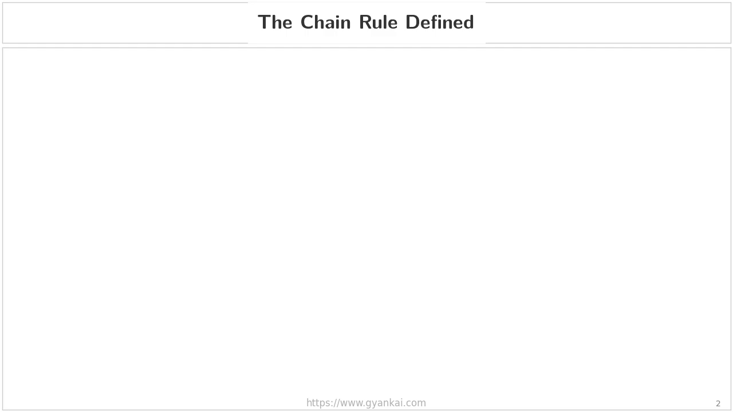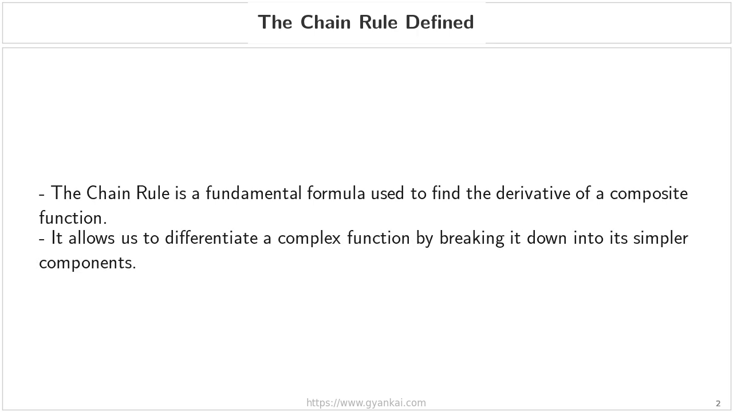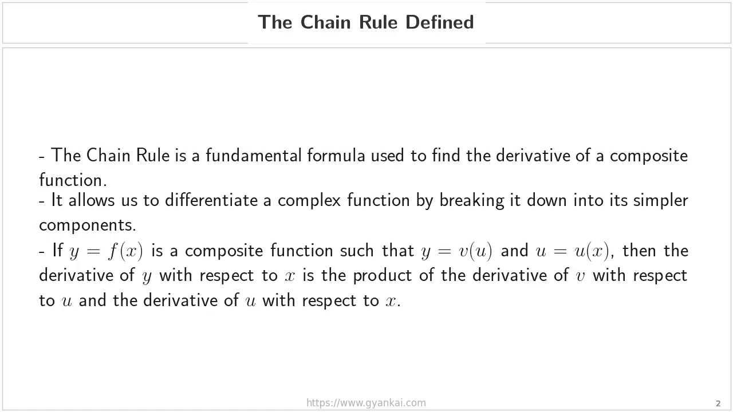The chain rule defined. Now that we have established what a composite function is, essentially a function inside another function, we can move on to how we actually differentiate them. This brings us to the chain rule. The chain rule is a fundamental formula used specifically to find the derivative of a composite function. Its primary purpose is to allow us to differentiate a complex function by breaking it down into its simpler, more manageable components. To understand how this works, let's look at the logic.